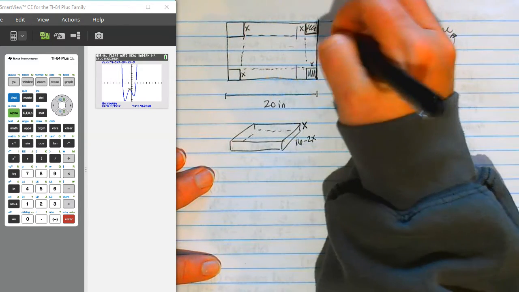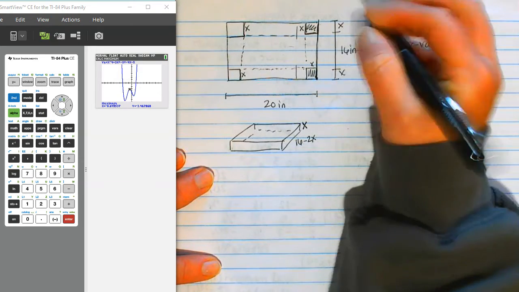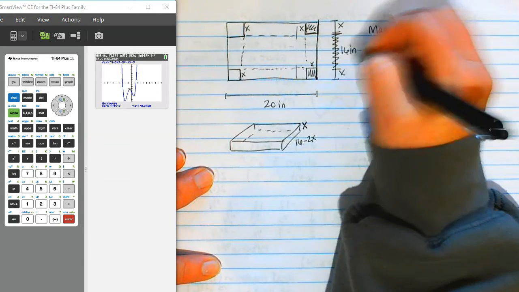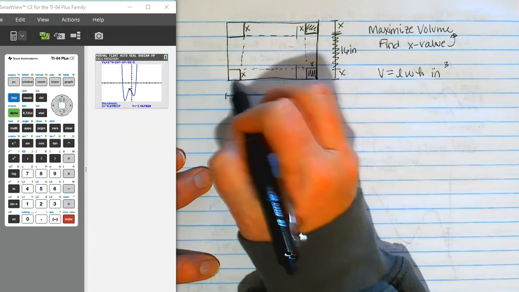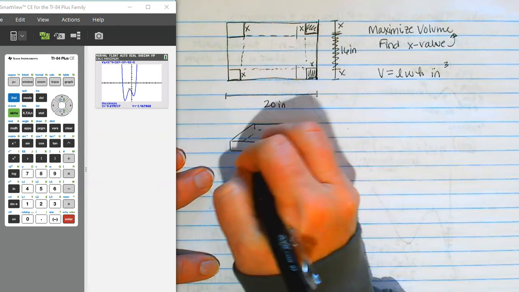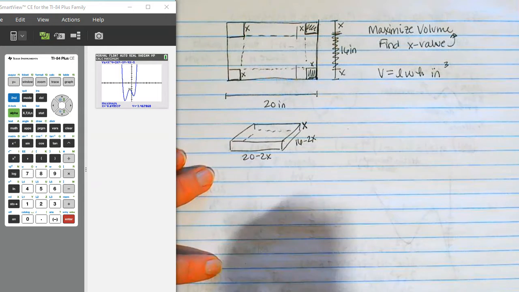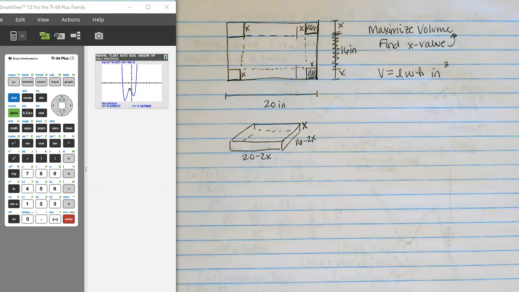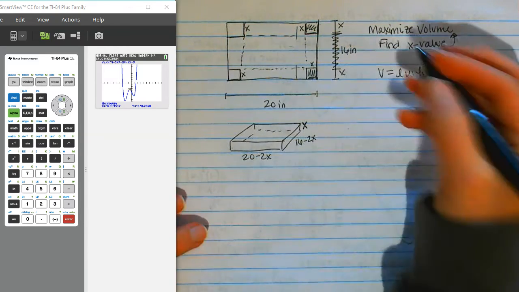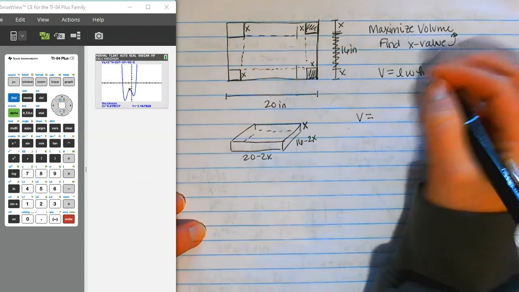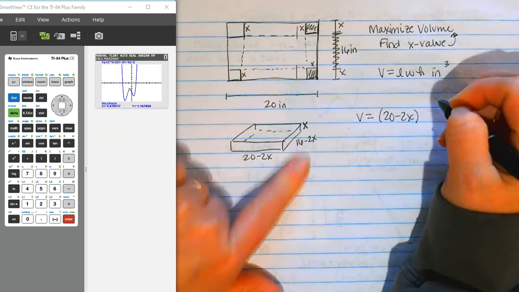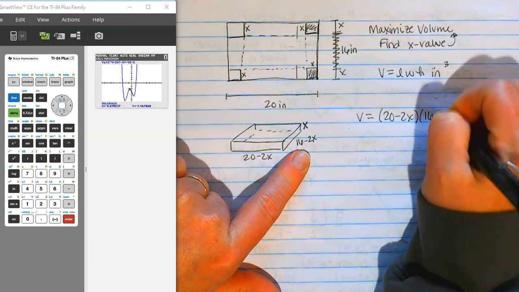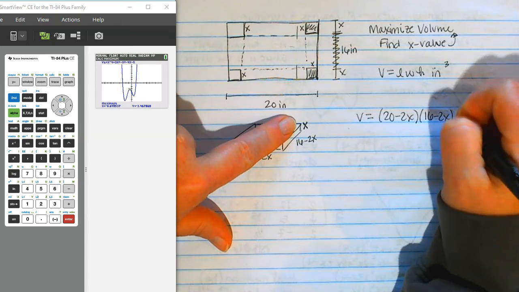Because I took off an X piece here and an X piece here, what's left in the middle is 16 minus 2X. That means this side is 20, also subtracting 2X, so 20 minus 2X. Now that I've made it a 3D sort of looking shape, I can find volume. The volume equation is this side, 20 minus 2X, times this side, 16 minus 2X, times the height, or X.